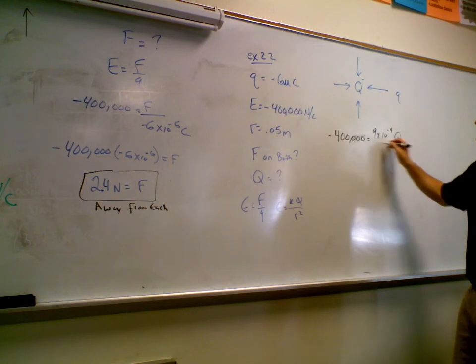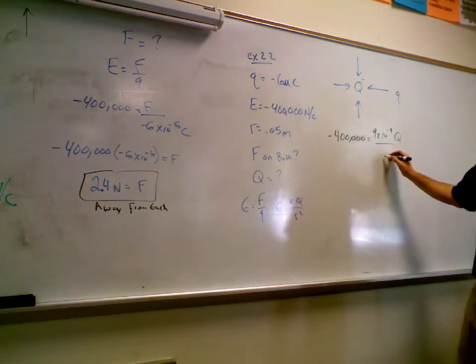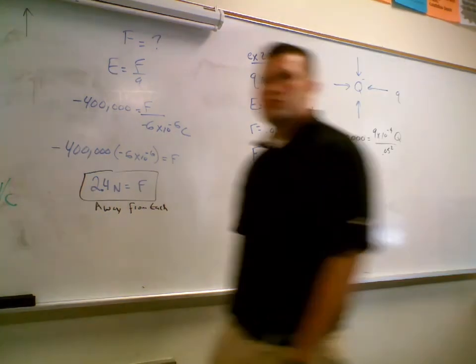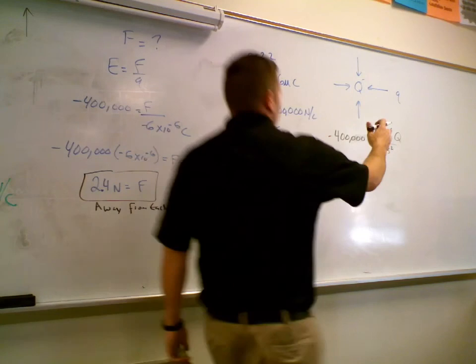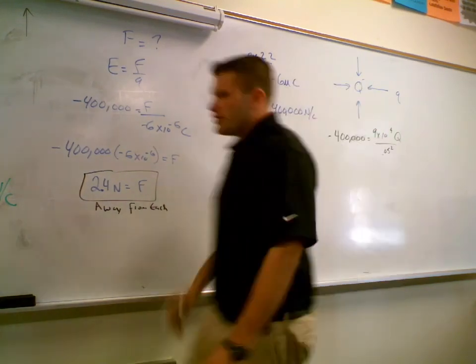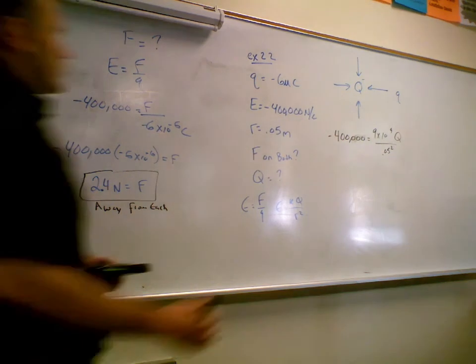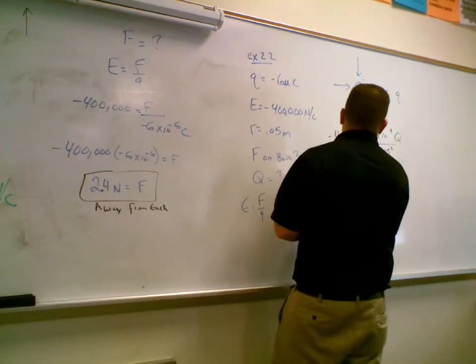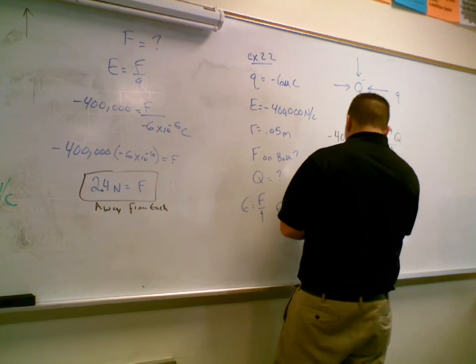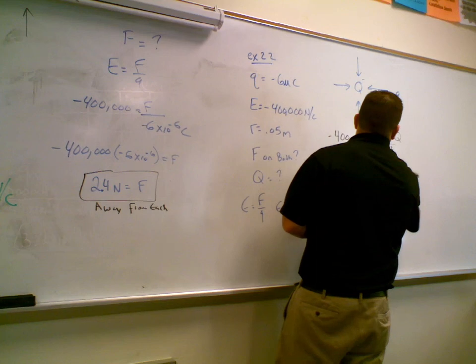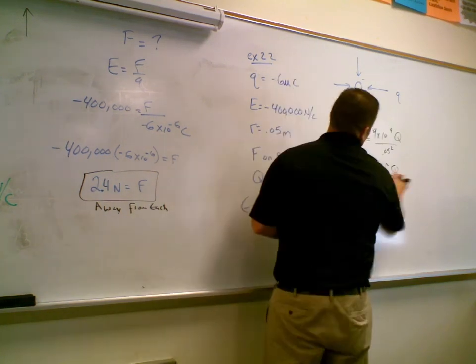So we plug in everything we know into E equals KQ over R squared, and we solve. Where did negative 9 come from? 9 times 10 to the positive 9. Thank you. Okay. So I'm going to simplify the right side. 9e9 divided by 0.05 squared. We have negative 400,000 equals Q times 3.6 times 10 to the 12th. So we divide by 3.6 times 10 to the 12th.